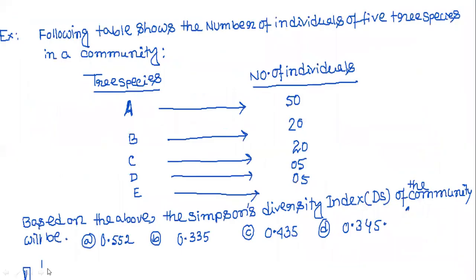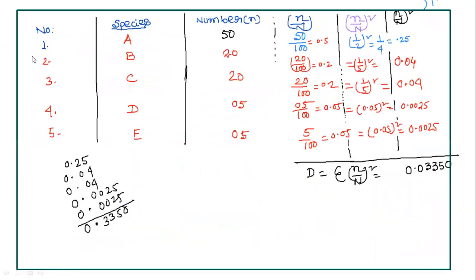Now we will see how to calculate a problem. This problem came in the CSIR-NET exam. The question is: the following table shows the number of individuals of 5 tree species in a community. Species A is 50, species B 20, species C 20, species D 5, species E 5. Based on the above, calculate the Simpson diversity index of the community. Now how will you calculate? First write the number and the species A, B, C, D, E.